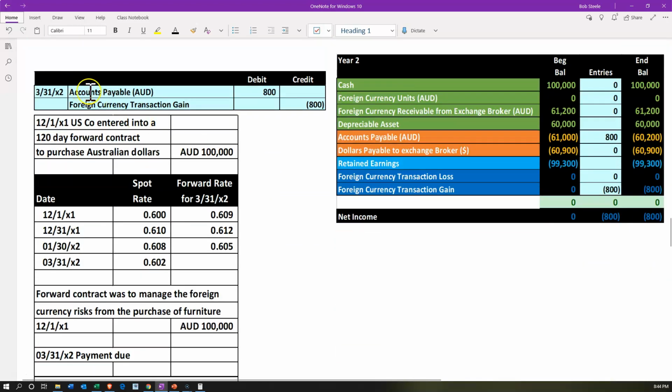So we then have the accounts payable, which is going to be that $800 on the debit side, and that's going to be decreasing the accounts payable. Then we have the gain that's going to be recorded on the books. Now, also note when you record these differences, to calculate that 800, you can see it as basically the difference in rates times the amount, and that's a little bit quicker to calculate. So you could take the 0.61 minus the 0.602, and then multiply that times the 100,000, and that's going to give us your 800. So that'll be a little bit faster to calculate.